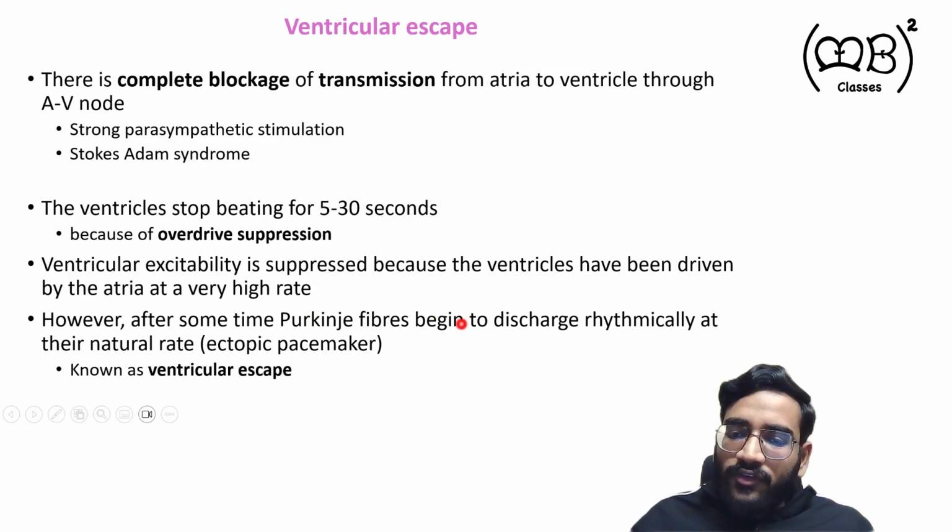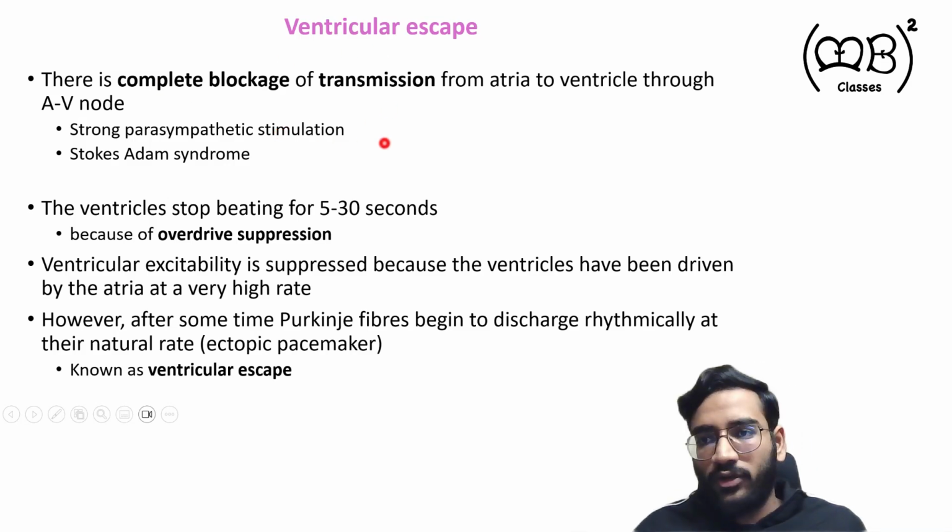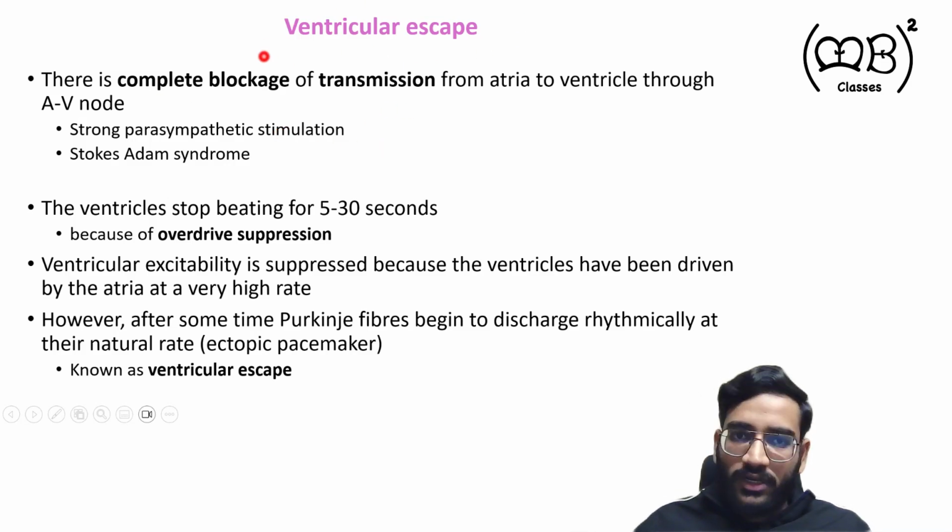So the Purkinje fibers will begin to discharge rhythmically at their natural rate of 15 to 40, and they will become the ectopic pacemaker. So the ventricles will escape from the strong parasympathetic stimulation or complete blockage of transmission from the atria to the ventricle, which is known as ventricular escape.